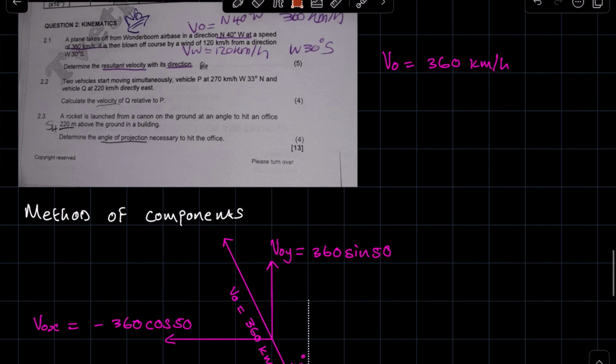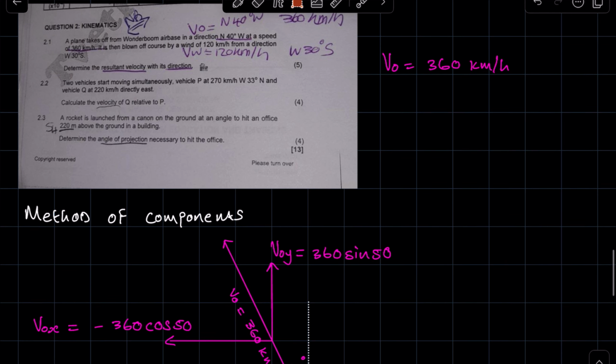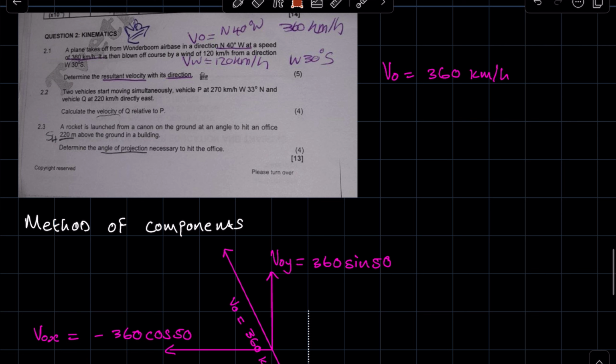So we are done with resolving the original vector. Now we look at the wind vector, right? They said the wind is then blown off course by a wind of 120 kilometers per hour, from a direction west 30 degrees south. Now with the wind, it is very important you take note of the direction of the wind.